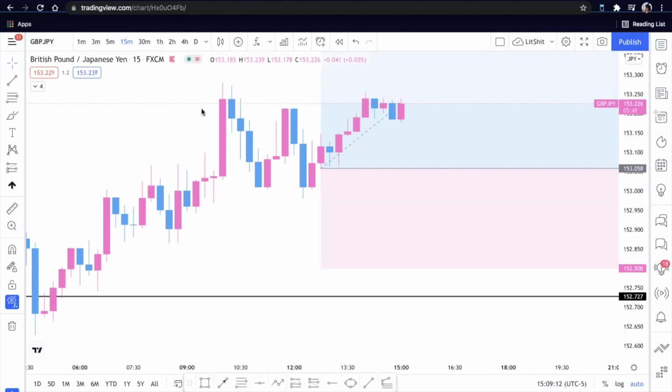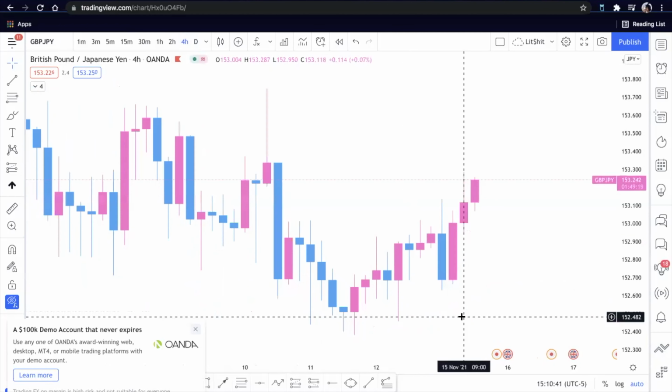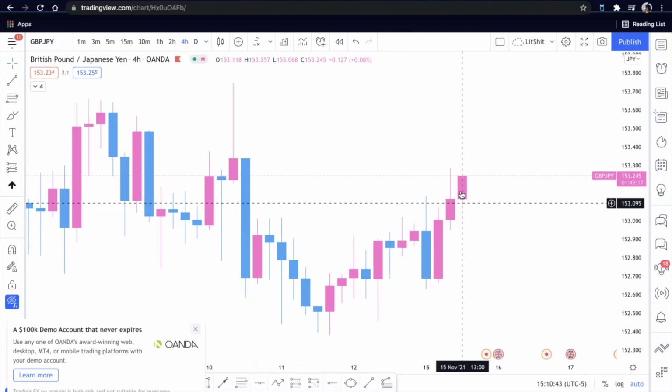What I like to do is a top-down analysis. What I mean by that is starting at a much higher time frame, in this case the 4-hour time frame. This means that each candle represents 4 hours. So if you look at the very bottom, where I have my mouse right now, it says 1300.